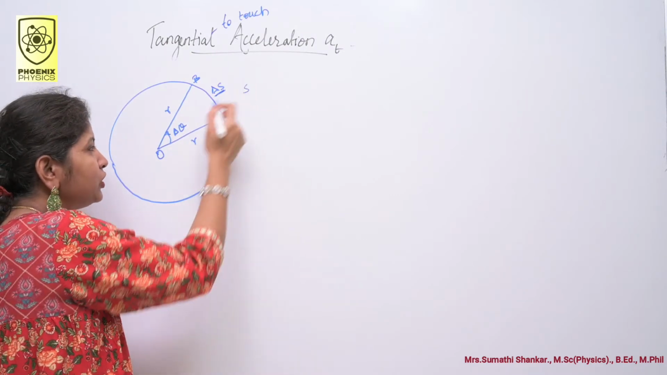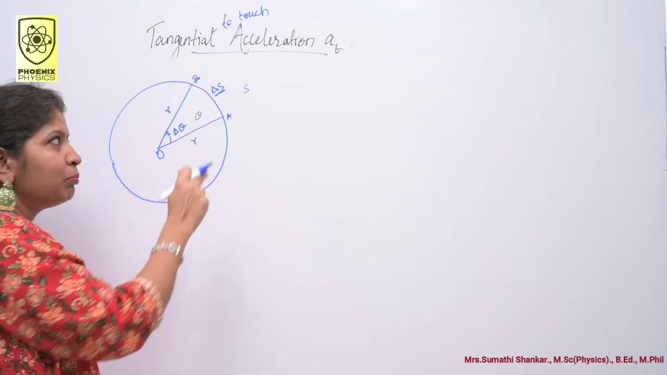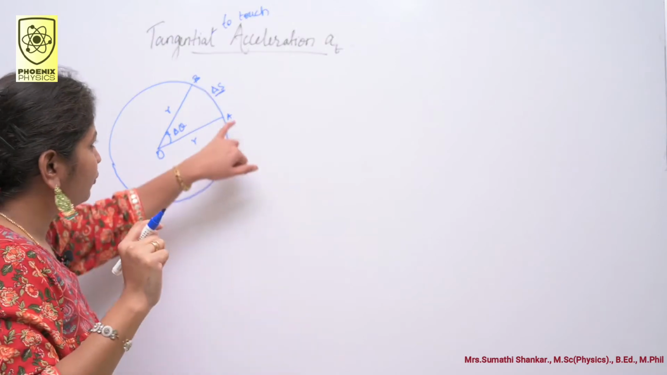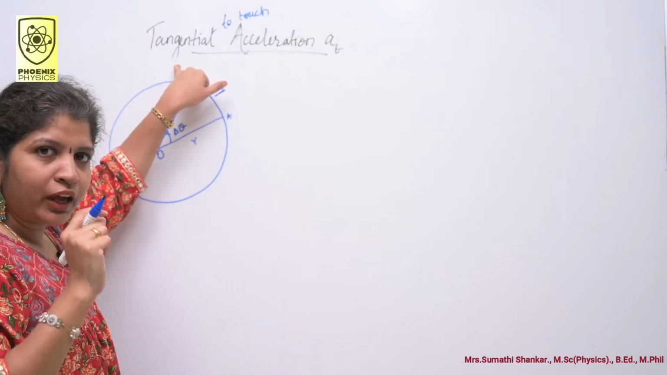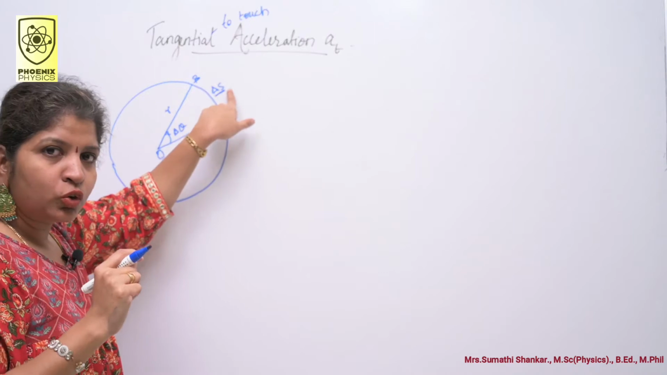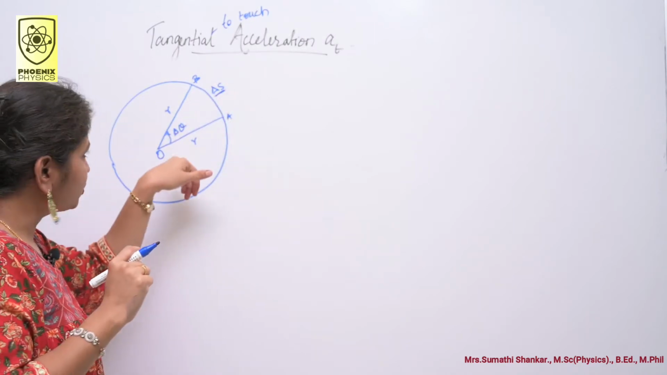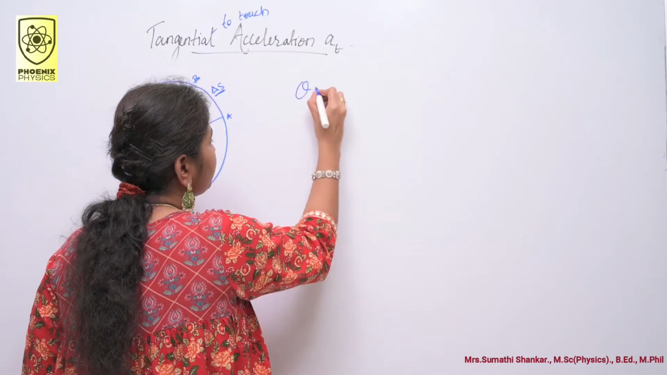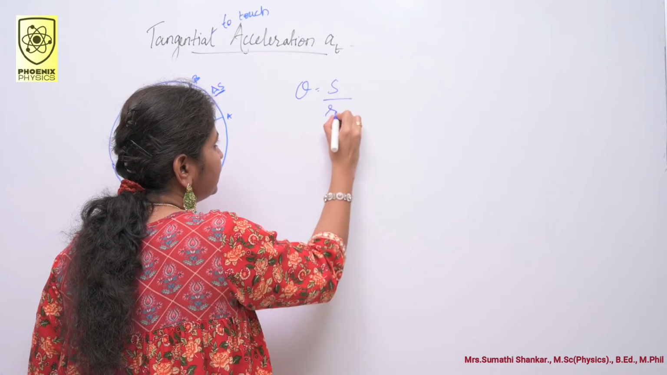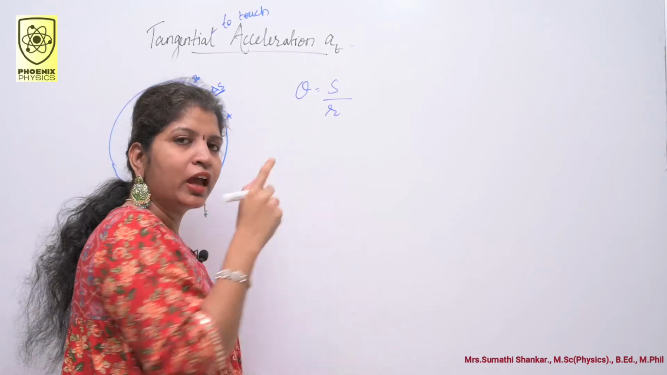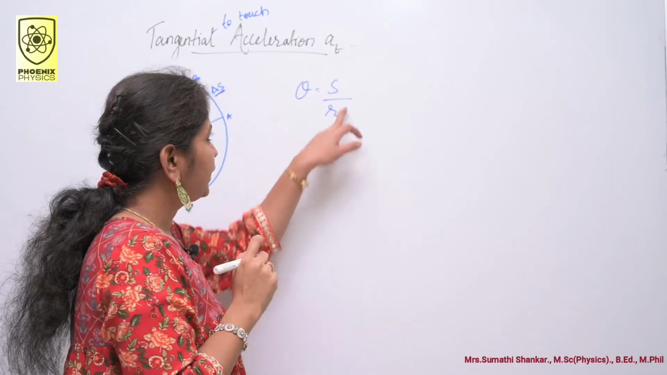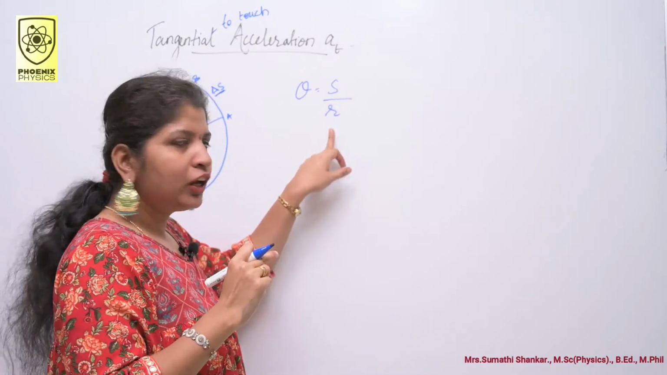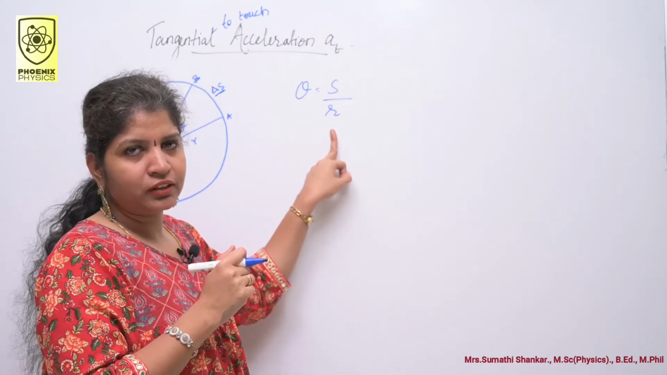If it is s, we can easily mark theta. But here I am taking a very small displacement from A to B. That is why I denoted delta s. So the corresponding angle subtended is delta theta. You know the formula, theta is equal to s by r. What is theta? Theta is angular displacement. s is the shortest distance between A and B and r is nothing but the radius of the circle.